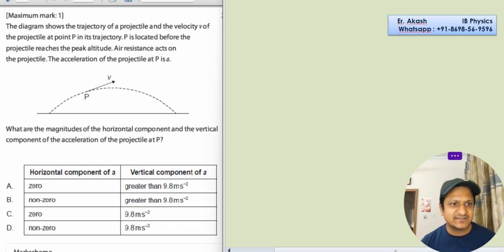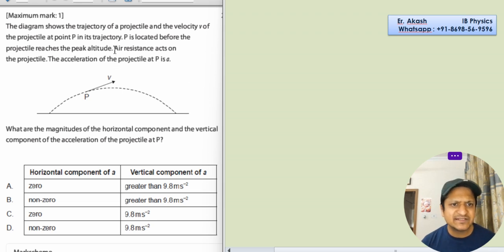There is another question, and this question is a little tricky. The question says a diagram shows the trajectory of the projectile and the velocity v of the projectile at point P in its trajectory. P is located before the projectile reaches its peak altitude. Air resistance acts on the projectile. The acceleration of the projectile at P is a. What are the magnitudes of the horizontal component and vertical component of the acceleration?